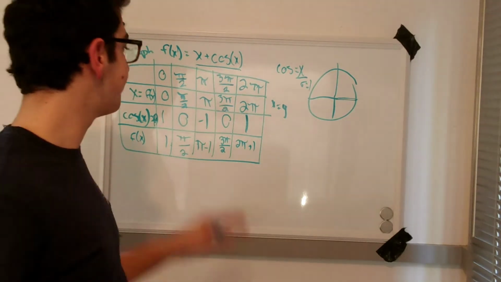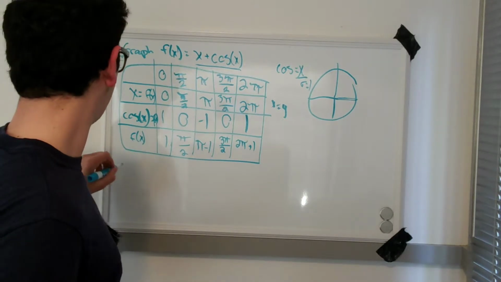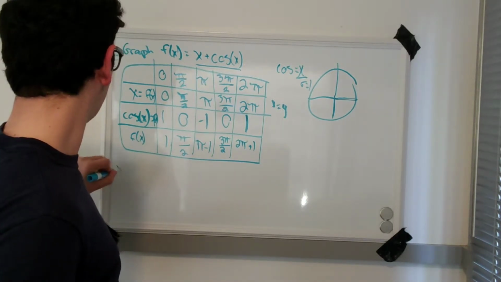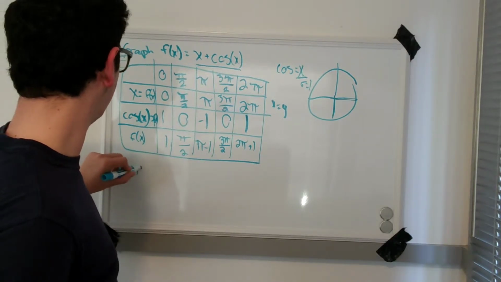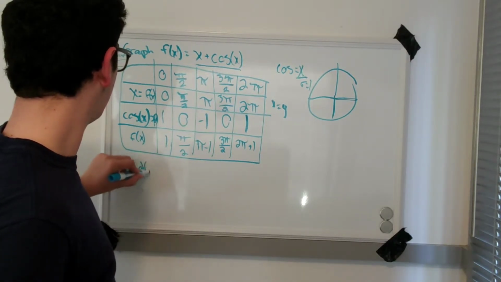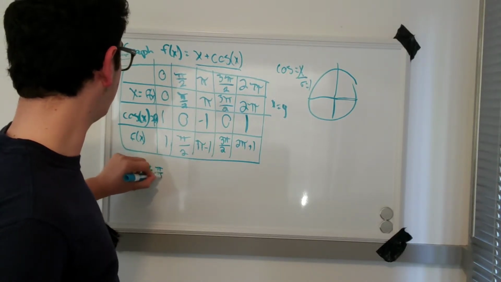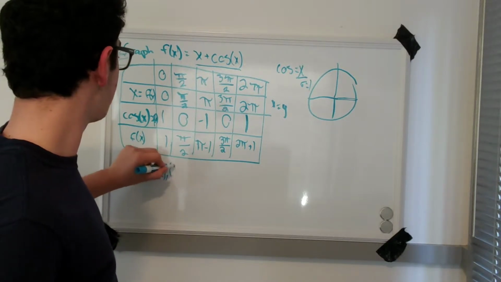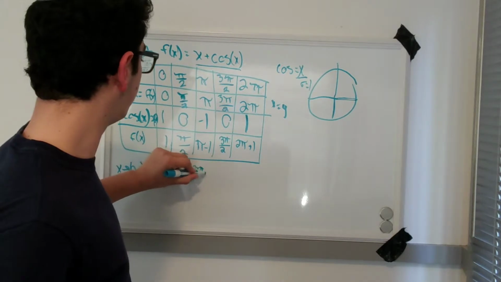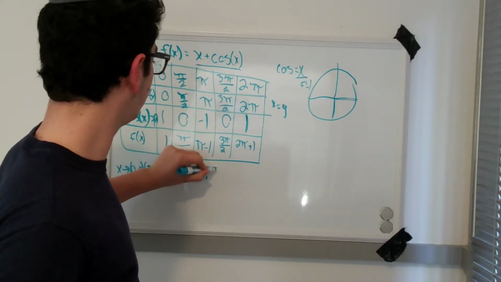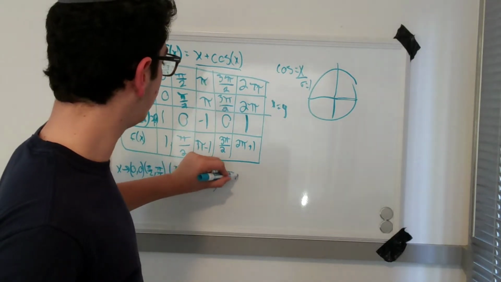Okay. So now that we have this information down, I'm just going to say what the points are. For the x thing, I have 0, 0, pi over 2, pi over 2, pi, pi, 3 pi over 2, 3 pi over 2, and 2 pi, 2 pi.